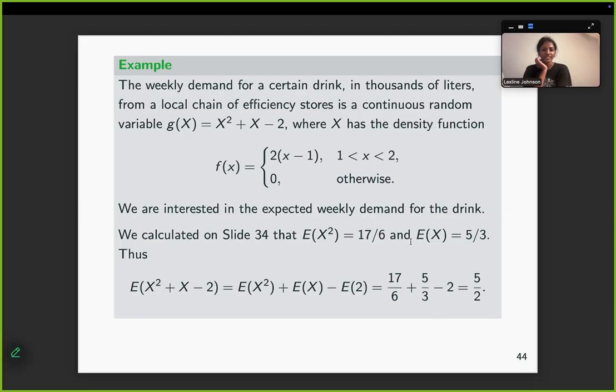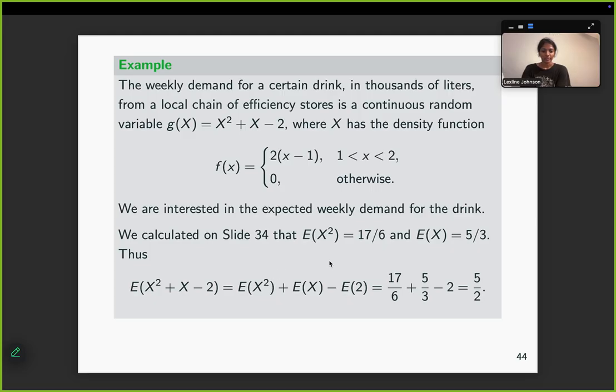So we calculated previously that the expected value of x squared equals 17 over 6, and our expected value of x equals 5 over 3. And so if we want to solve for our expected value of x squared plus x minus 2, we can separate these into separate parts where we find the expected value of x squared plus the expected value of x minus the expected value of 2.